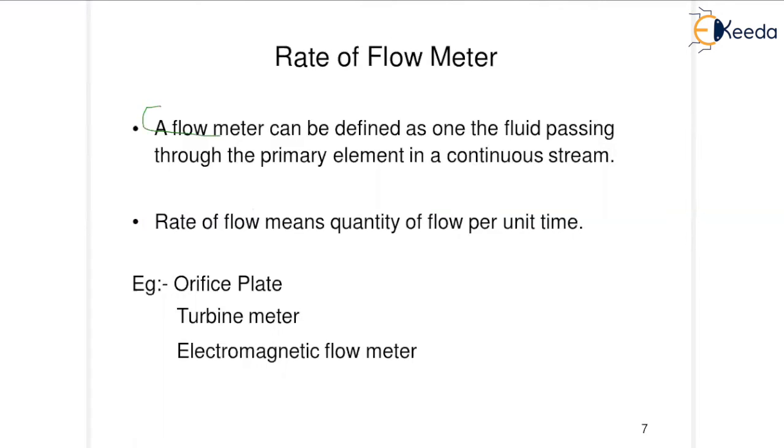What is a flow meter? It is defined as one where the fluid passes through the primary element in a continuous stream. What is rate of flow? It is a quantity of flow per unit time. The different examples are orifice plate, turbine meter, electromagnetic flow meter.